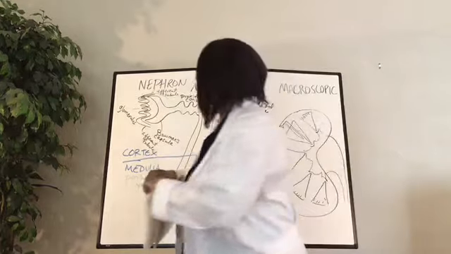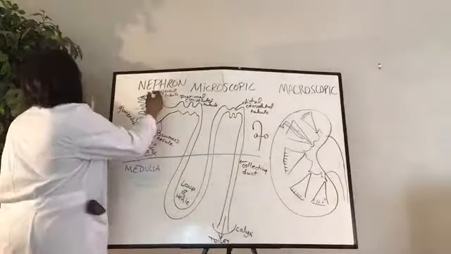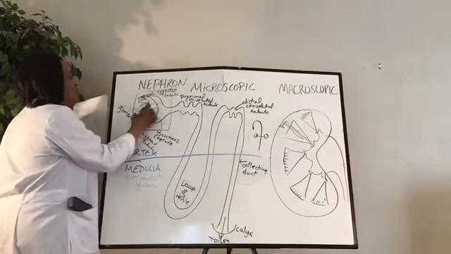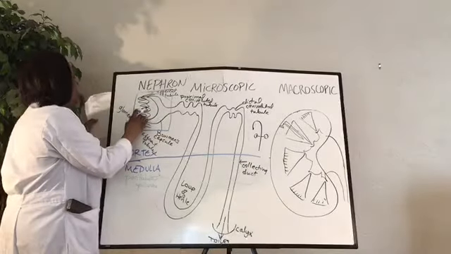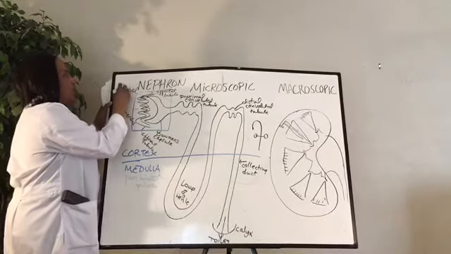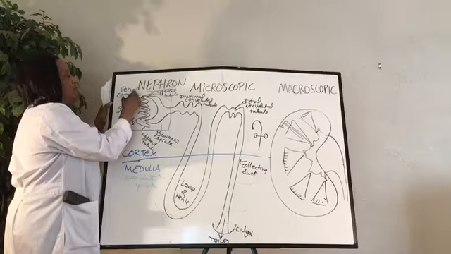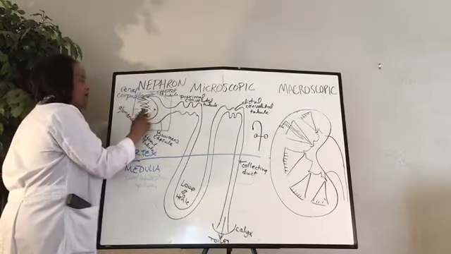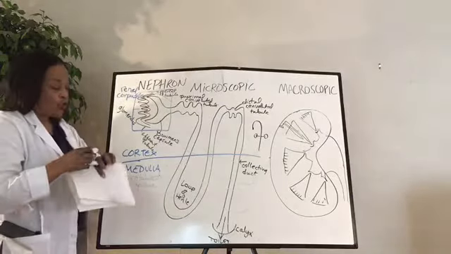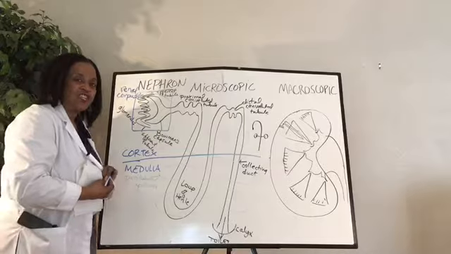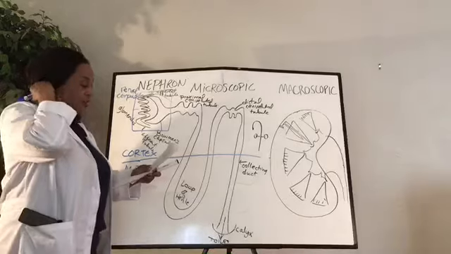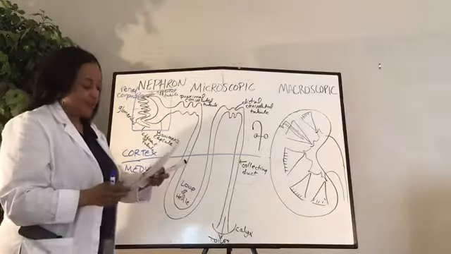One other thing before we go, this area here, where the Bowman's capsule and the glomerulus are together, this is called the renal corpuscle. You'll see all of this in your text, but it's a lot easier when you hear it from a lecturer, and then when you're reading, you go, oh yeah, so you'll get it.